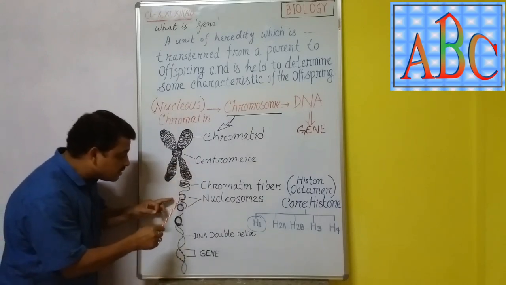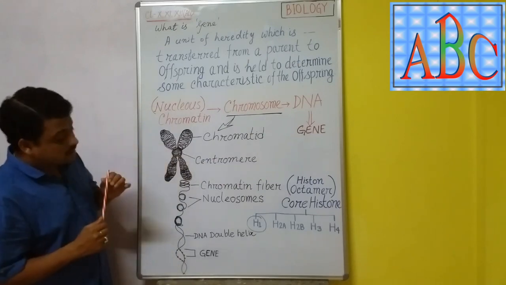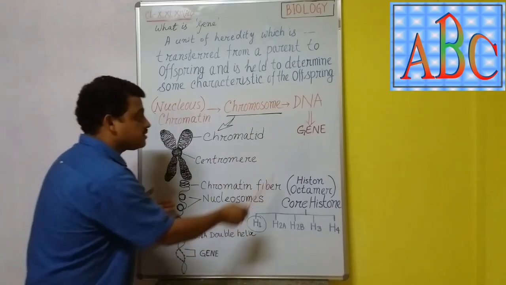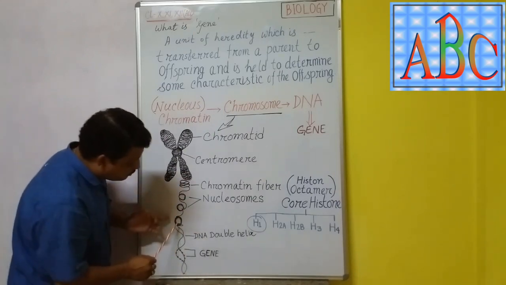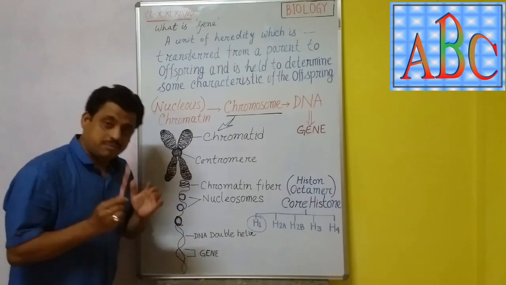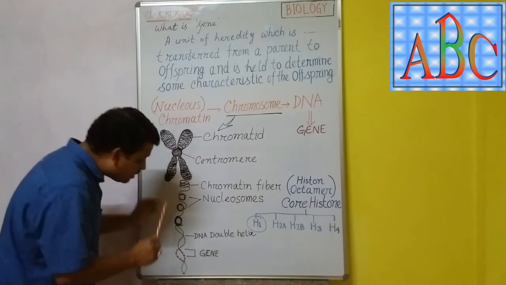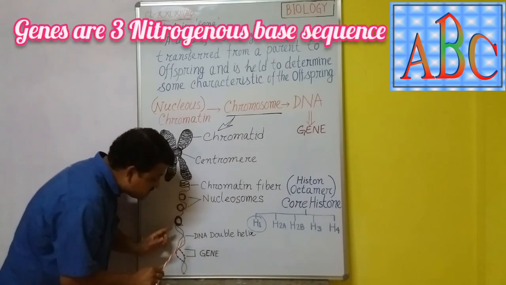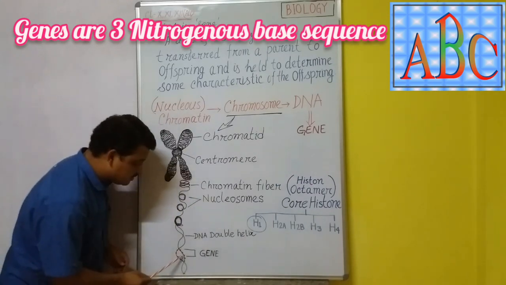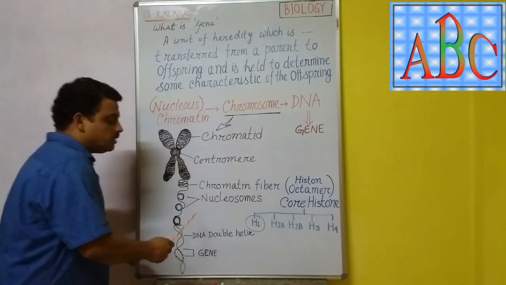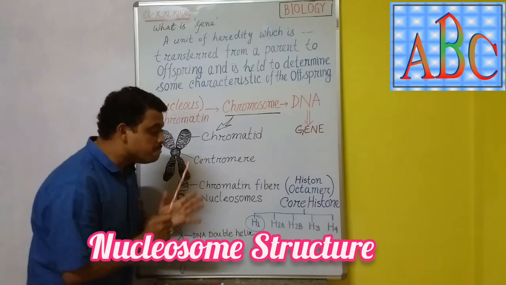So these are the beads. These are actually called nucleosomes. These have some protein inside that we will discuss just now. And when we unwrap the fibers more, we can see the DNA double helix inside these nucleosome structures. And on the DNA, we can find genes. Those are some dot points like this. These are genes.